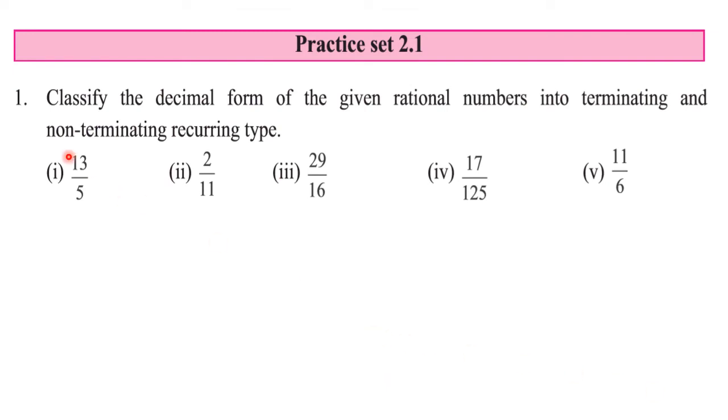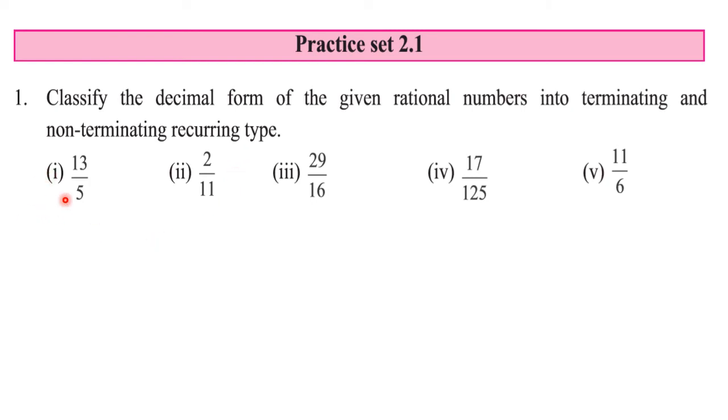So first question here is, classify the decimal form of the given rational numbers into terminating and non-terminating recurring type. Just now, the second point we discussed, that to decide whether the rational numbers are terminating or non-terminating recurring, we have to observe the denominator. We have to see the prime factors of the denominator. As I have said, if the prime factors are 2 or 5, then it is terminating one. And if the factors are other than 2 or 5, then it is non-terminating one.